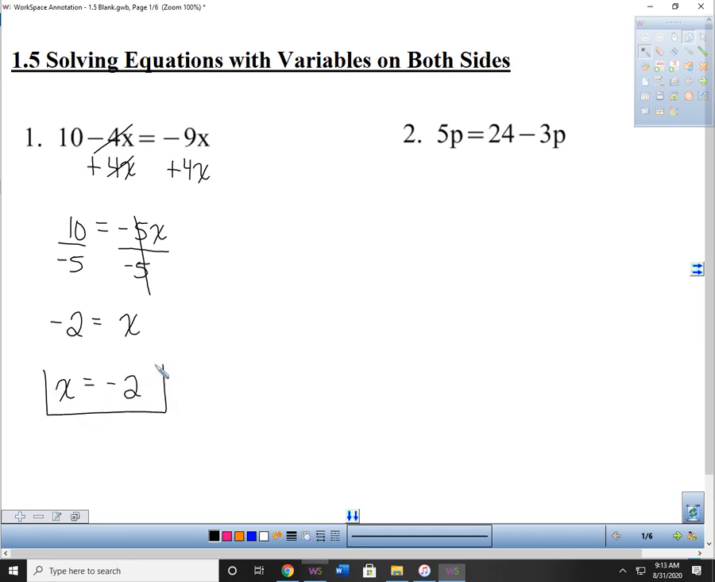And then if I wanted to check myself, I would just plug in for the x on this side, and I would plug in for the x on this side, and I would work both sides out to see if that was correct.